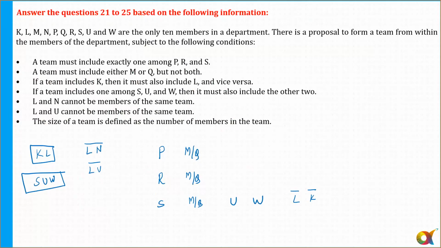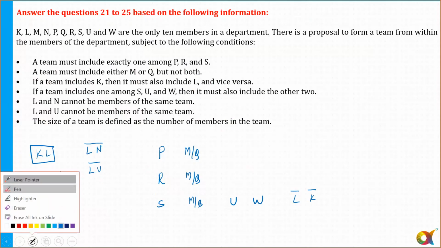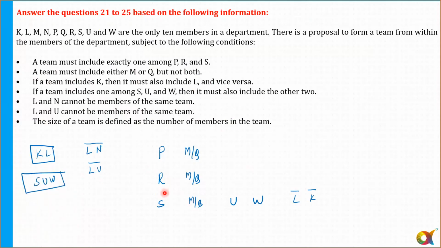Is that part clear to all of you? So a total of how many are there? A total of 10 members now. So among P, R, S, I am selecting S. So P and R are not there. So 1, P, 2, R, and S is 3. So 3 people here. M and Q, 5 people here. And these are 4 people here.